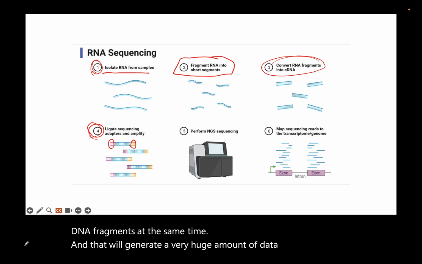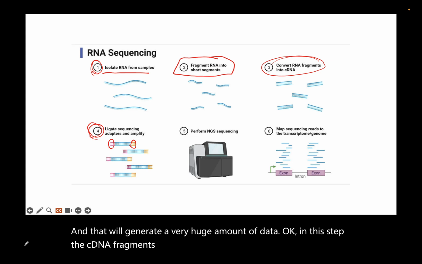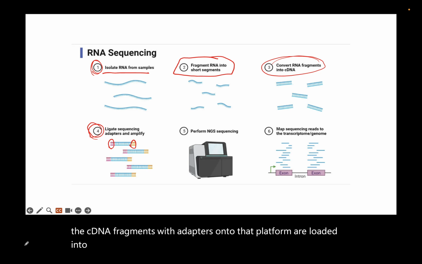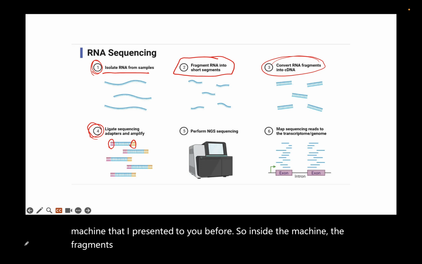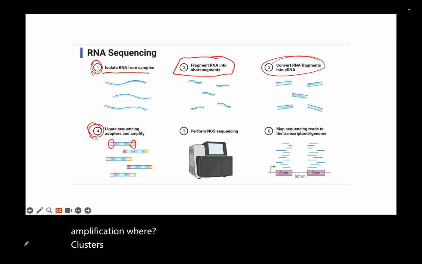Okay? In this step, the cDNA fragments with adapters onto that platform are loaded into the next generation sequencing machine, like the Illumina machine that I presented to you before. So inside the machine, the fragments bind to that platform and they form that bridge amplification where the clusters of identical fragments on the cell surface are amplified, right?